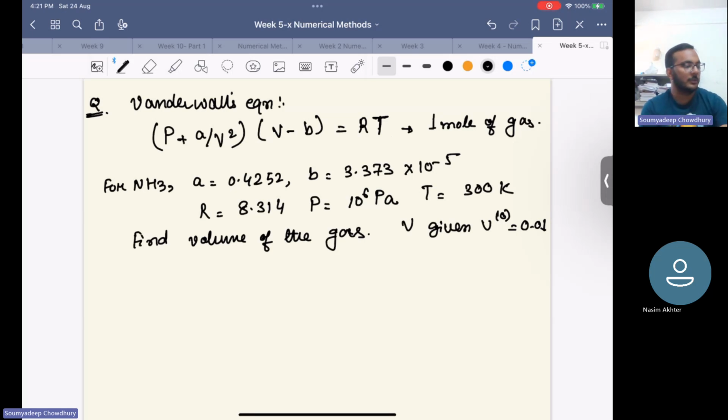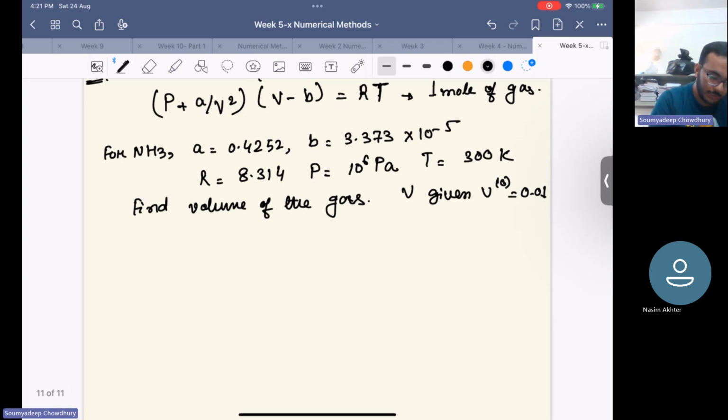So this first we will solve using the fixed point iteration method. Using the fixed point iteration method, we'll try to solve this equation. So what we did in fixed point iteration, just recall, we expressed that x equals g of x.